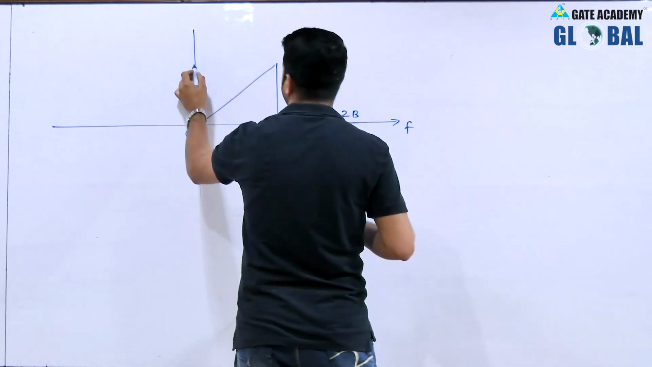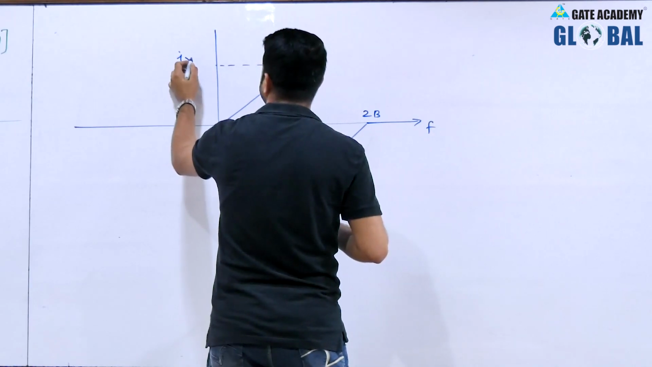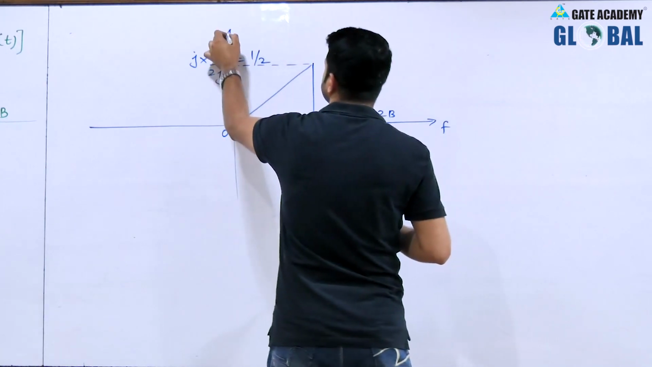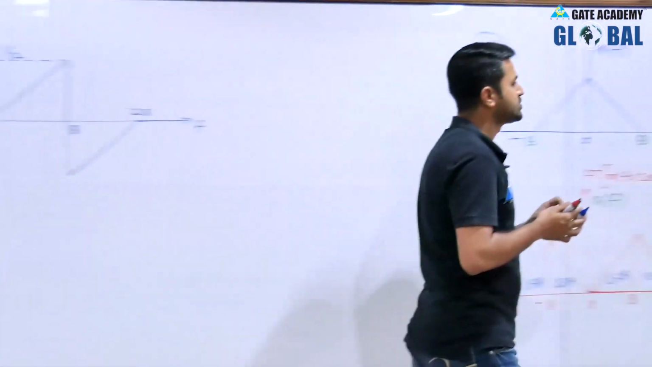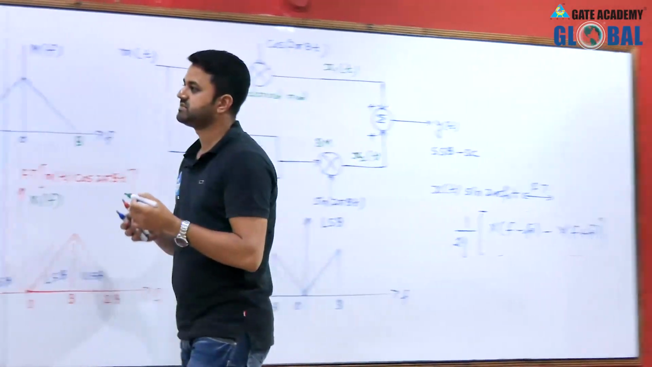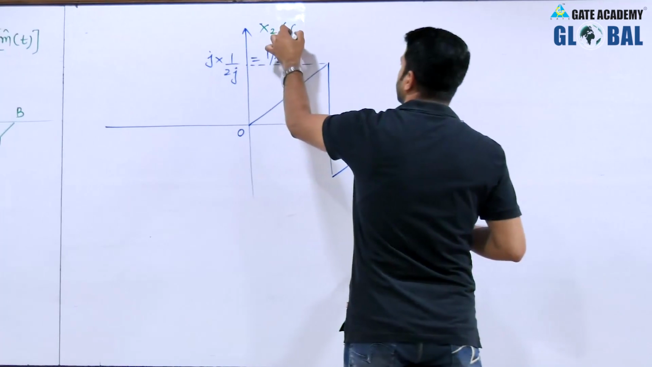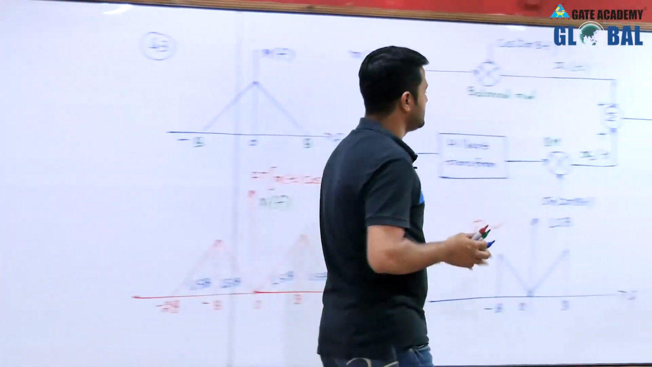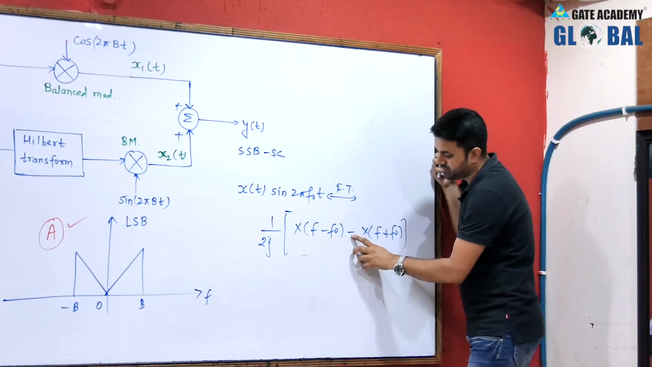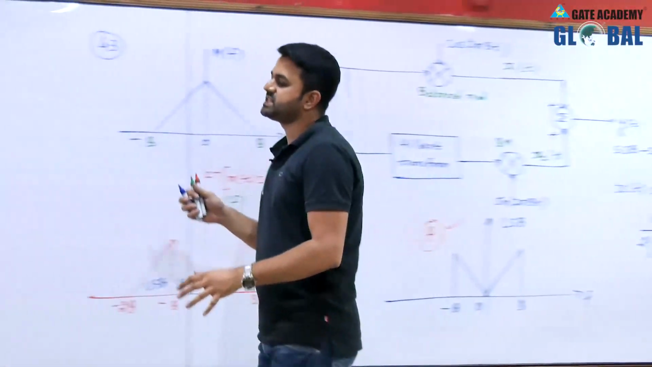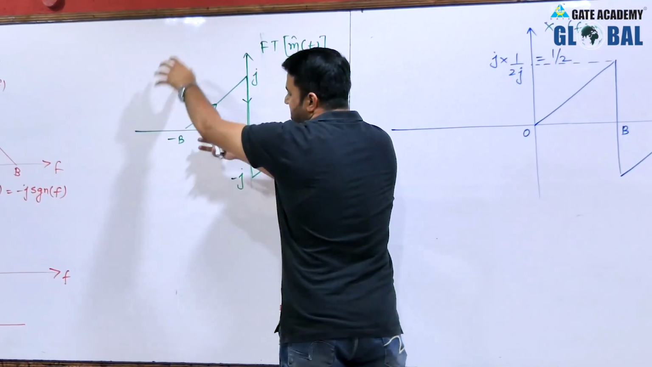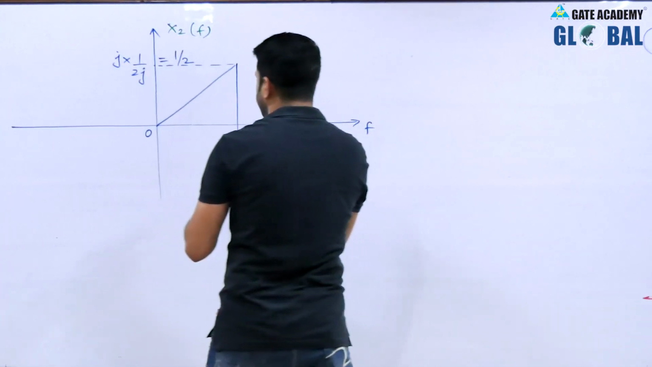This is f, and this j is multiplied with 1 upon 2j, and we will get 1 by 2. This is X2(f), the Fourier transform of the output of the second balanced modulator. And according to this property, the other component will be shifted to minus f naught, the negative side, but the amplitude is also inverted. So this spectrum shifts to b, and this spectrum will shift to minus b, but that will be inverted.